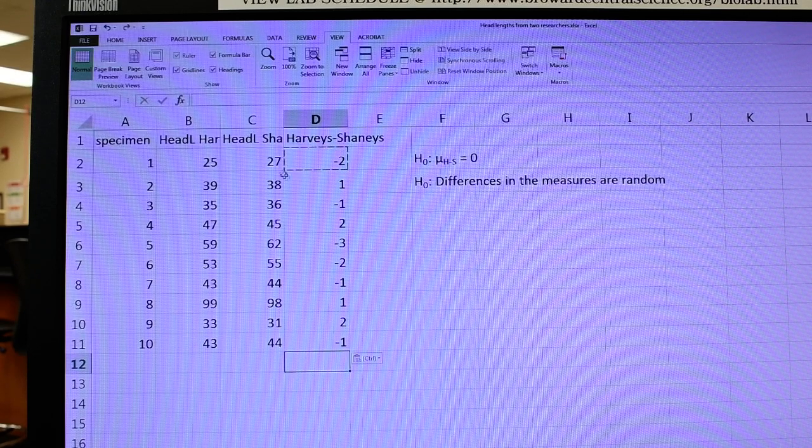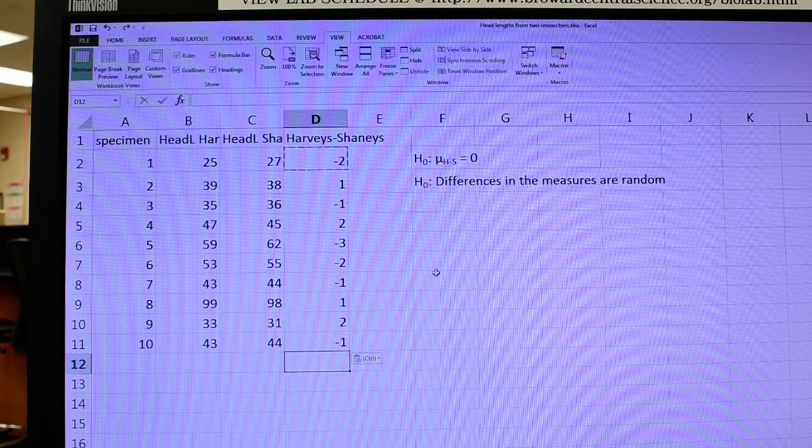Now imagine if Shaney always took higher scores. Then this would be a very large negative number because they would all be the same. On the other hand, if Harvey always took larger scores, it would be a large positive number. Okay, so the first step then is to average these, all right? So we're going to basically find a mean of the differences.